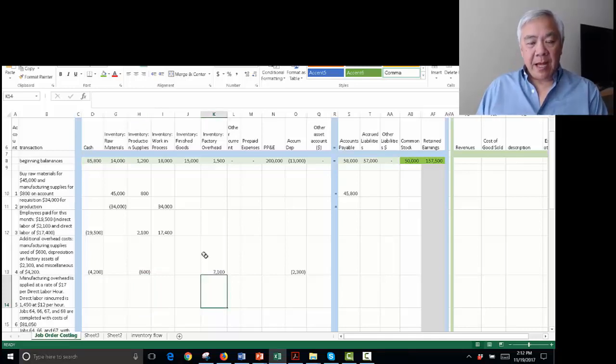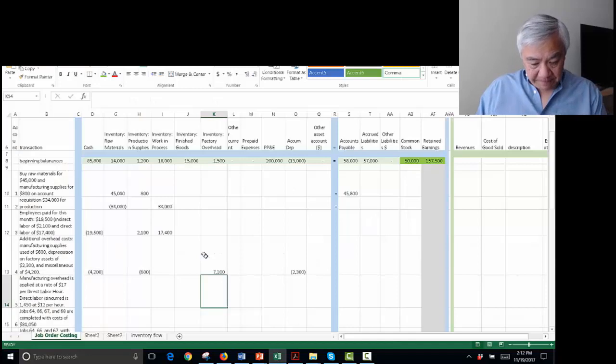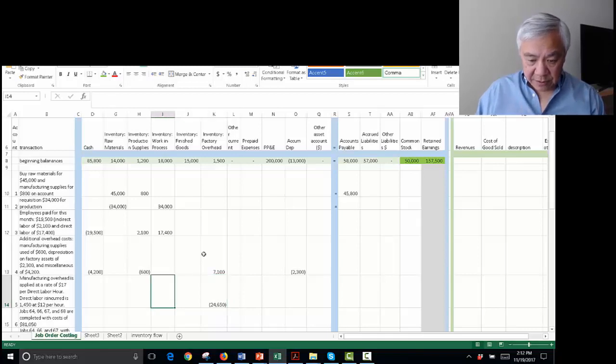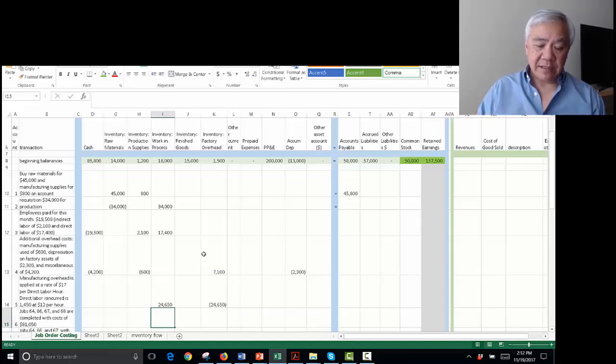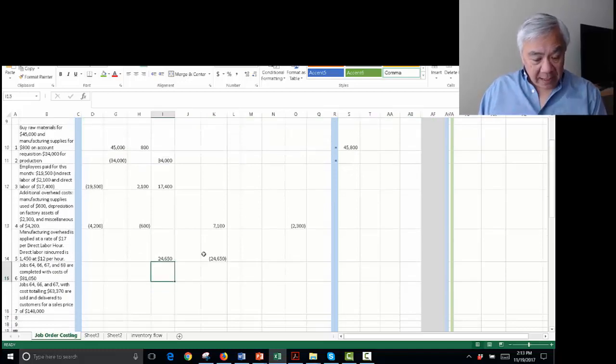All right, next we'll apply overhead, and the formula is done there using POHR, and the total is 24,650. And we take it out of overhead and we put it into the work in process, because we're taking money that is estimated and putting it into actual products that are being manufactured. That's POHR.